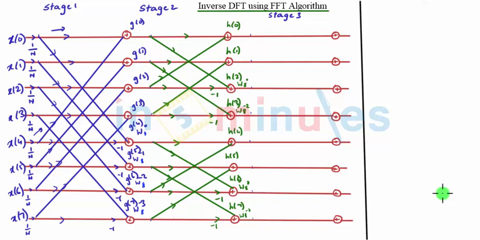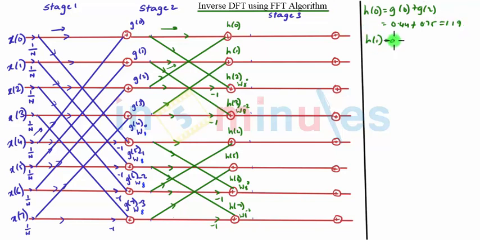Now we have drawn the flow graph. Let us have a look at the output of the second stage. The output of the second stage, that is h of 0, has an input from g of 0 and another input from g of 2. So it will be like g of 0 plus g of 2, a simple addition. So 0.44 plus 0.75, that is 1.19.